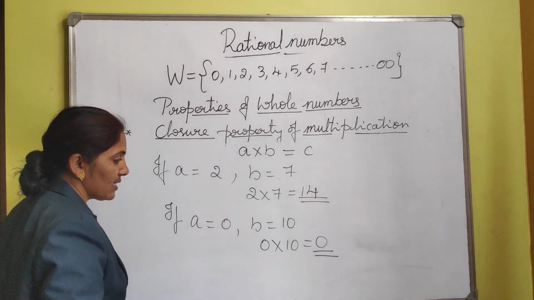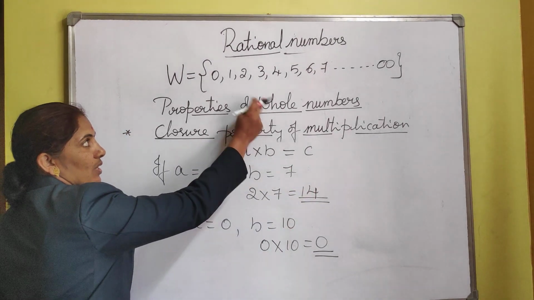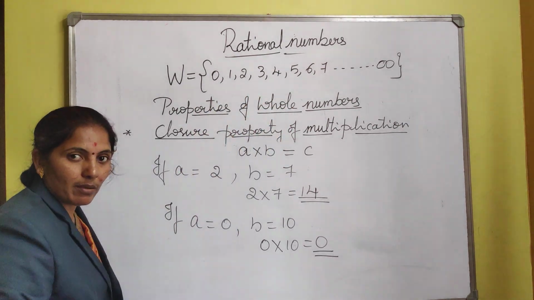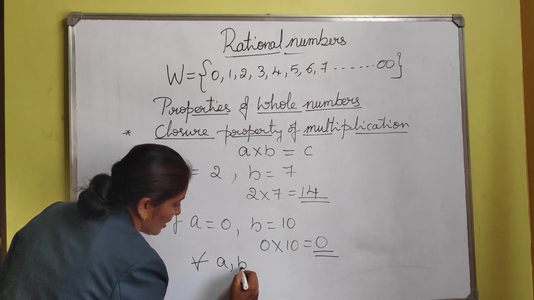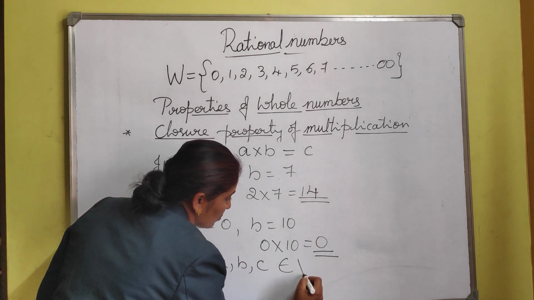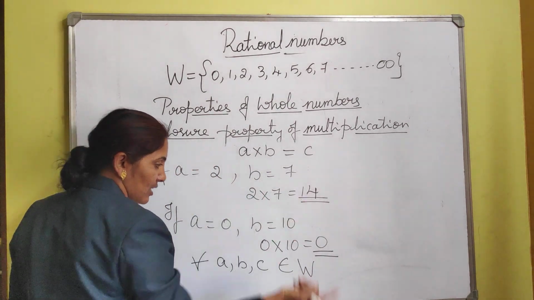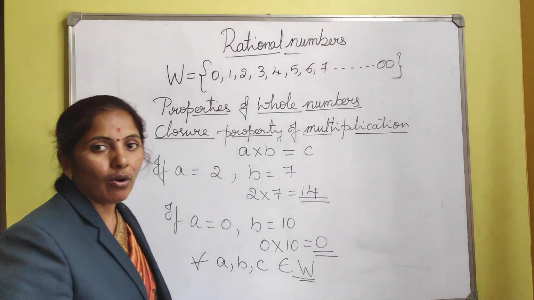So what can I say? All the values of A, B and C belong to W. W is nothing but the whole numbers. So I can conclude here that all the values of A, B, C belong to W. That means all the values of A, B and the C obtained all belong to W, which are again the whole numbers.